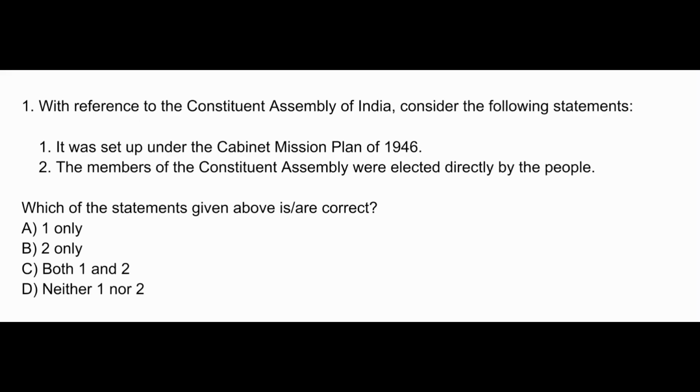The first question, with reference to the Constituent Assembly of India, consider the following statements. First, it was set up under the Cabinet Mission Plan of 1946. Second one, the members of the Constituent Assembly were elected directly by the people. Which of the statements given above are correct?